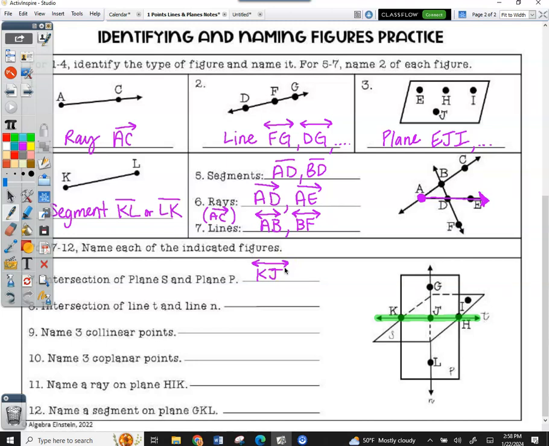All right. Intersection of line T and N. This is a T right here. This is an N. Look at the picture. You got line T, line N. Where do they intersect? Heard one answer. Point J. Line T runs this way, line N runs this way. They have J in common.